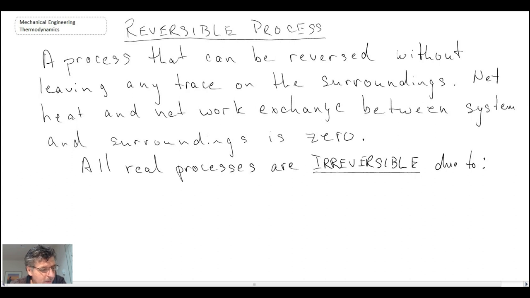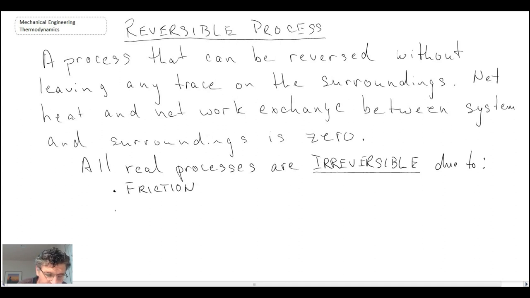Another thing is non-quasi-equilibrium expansion and compression processes. We talked about non-quasi-equilibrium earlier, but in order to have these processes in equilibrium, they have to go very, very slowly. And in reality, the processes that we study move quickly. And finally, in order to have reversible processes, heat transfer has to occur across an infinitesimal differential temperature, very, very small, which you never achieve in reality. And so as a result, all of the cycles or processes that we look at are actually irreversible.